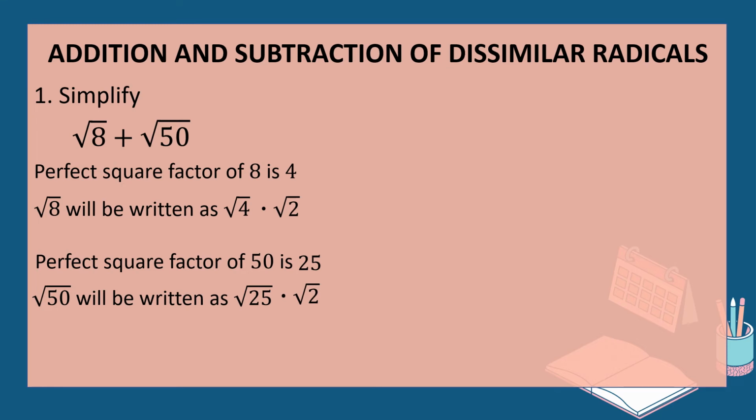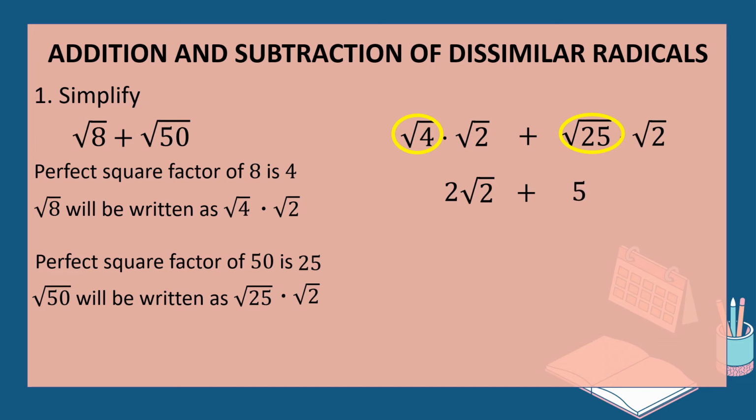Square root of 8 plus square root of 50 will now be written as the square root of 4 times square root of 2 plus the square root of 25 times square root of 2. We get the square root of 4 and the answer is 2. Then copy square root of 2. Plus, we get the square root of 25, the answer is 5. And copy square root of 2.